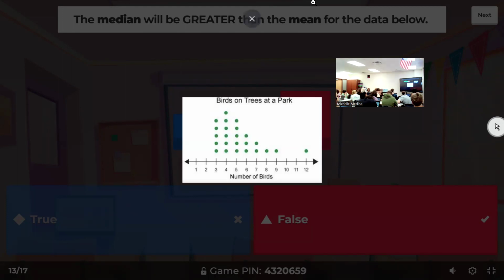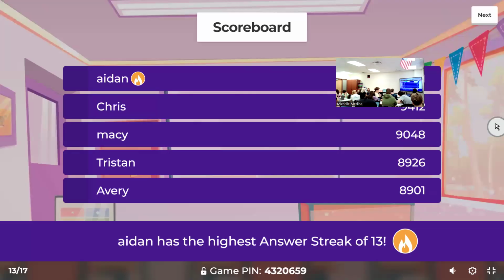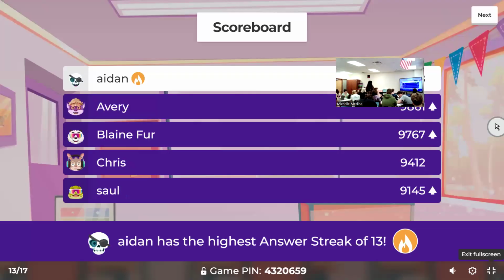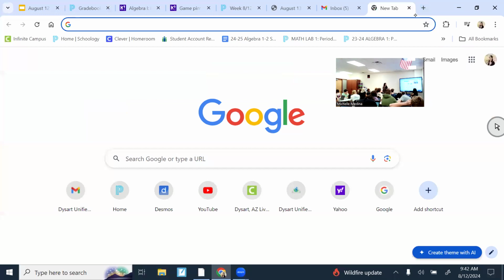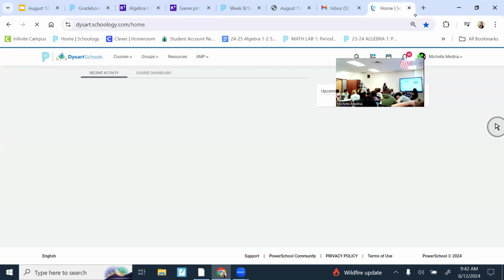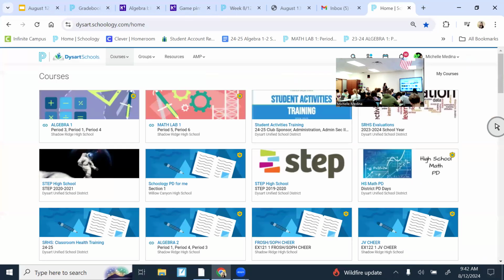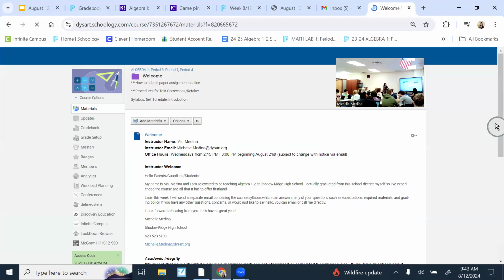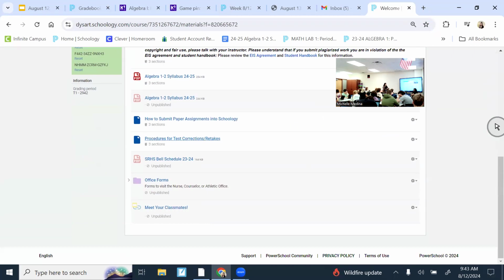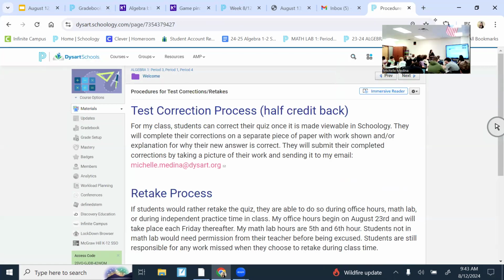But I know some of you were concerned about your grade after the quiz, so let me talk about that real quick. In Schoology, at the very top, I have a welcome folder that also lists this out in case you forget or just want to read it at a later time. But if you want to get a higher grade on the quiz you just took, we have a retake/correction process. So it's in the welcome folder, it's this page. And the corrections process you can do on your own time. I did make the quiz viewable already. I usually will after almost everyone's taken it.